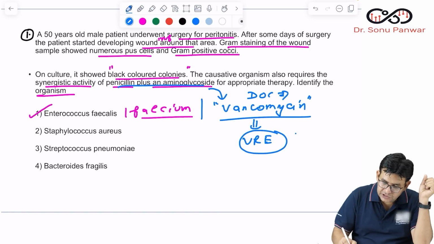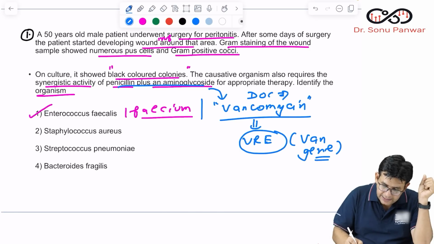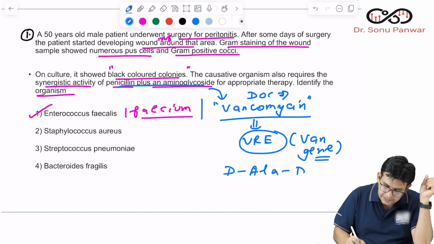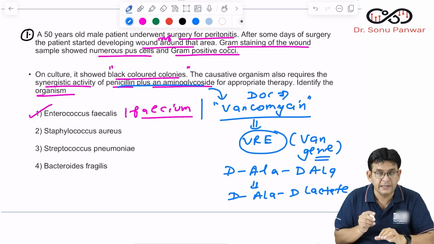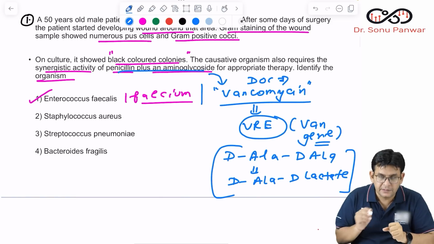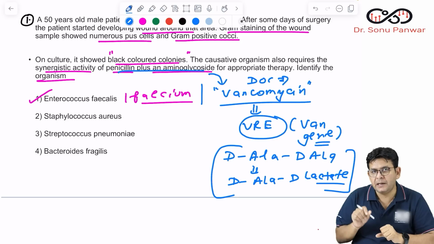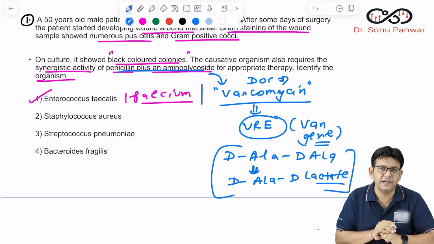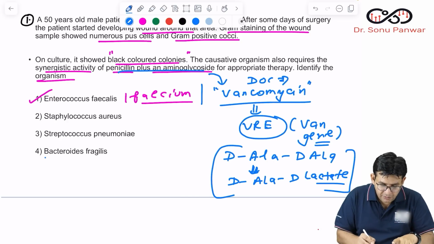How have they become that? Because of a particular gene, the VAN gene. What does it do? D-alanine D-alanine changes to D-alanine D-lactate or D-alanine D-serine. This particular change is there in the cell wall pattern. That's why they have become VRE. And for that, what do you use? Linezolid and daptomycin.